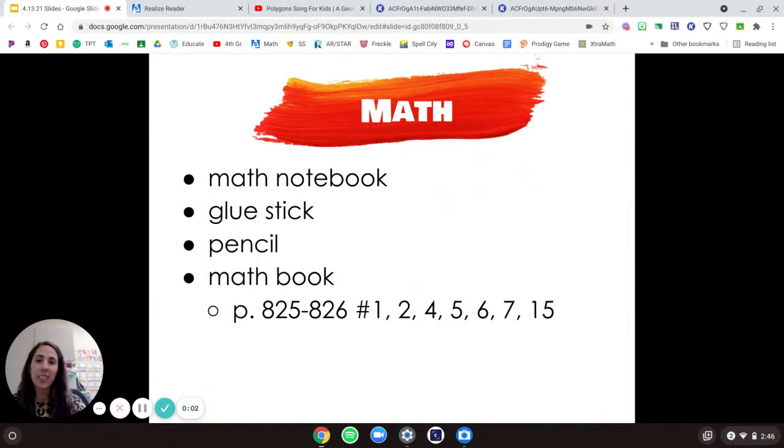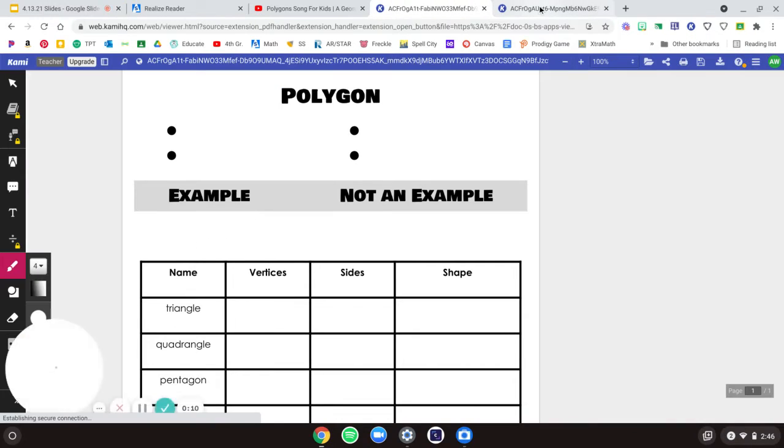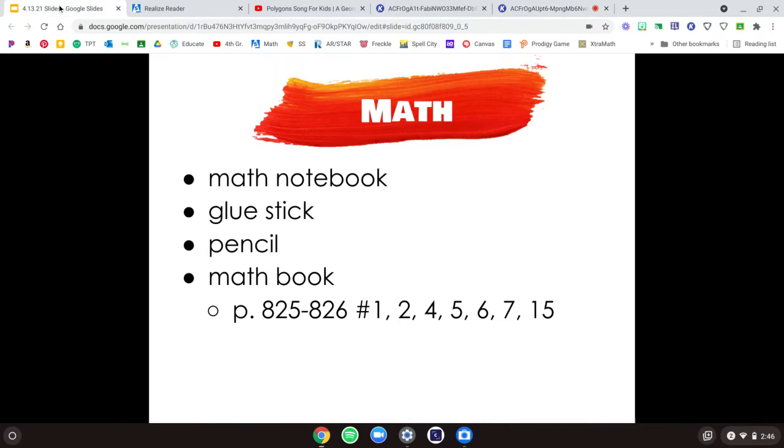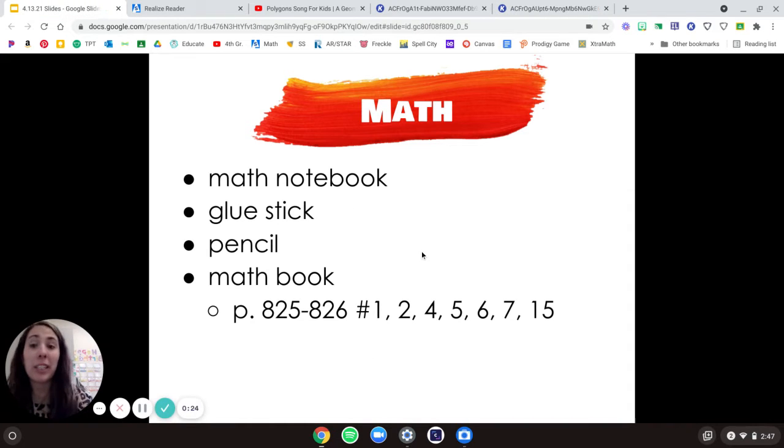Hello, fourth grade friends. Today for math, you're going to need your math notebook, glue stick, pencil, the copies of this worksheet, and this worksheet. This one you don't have to glue in. We're going to turn this one in class and/or upload a photo to Google Classroom. So go ahead and pause the video while you gather those, and then your math book also.